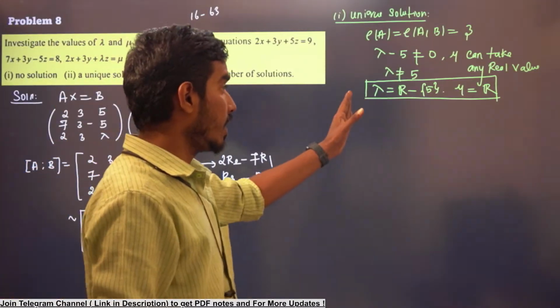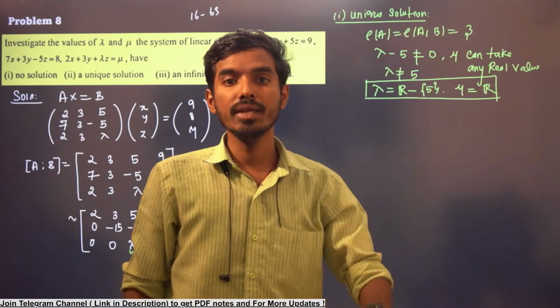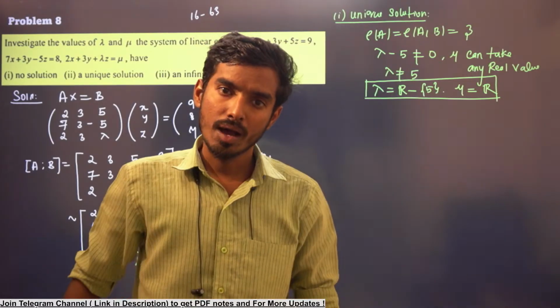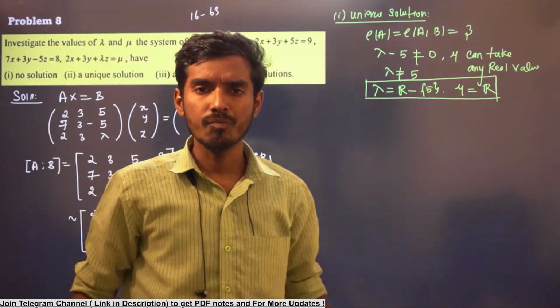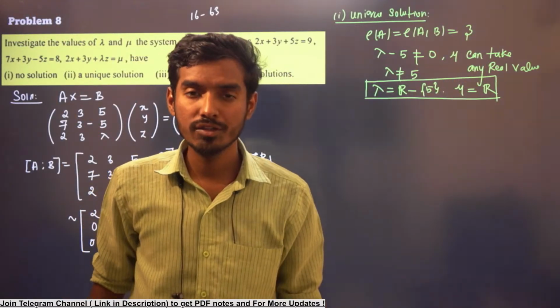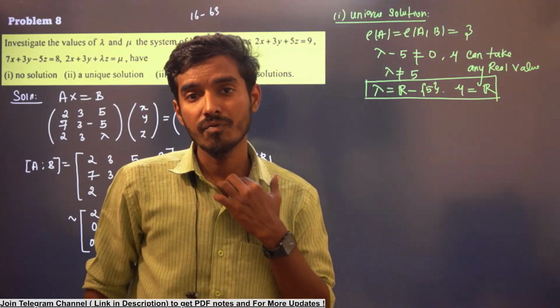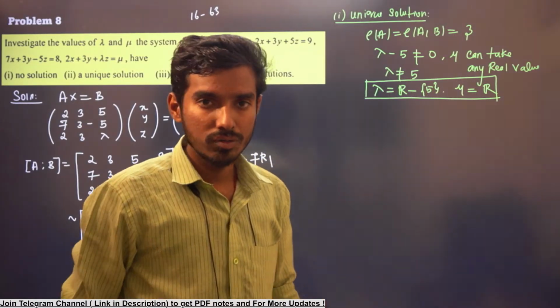Is this clear? Lambda can take any real number. You can give any real number, but you should not give 5. Apart from 5, you give any value of lambda. You give any value of mu, then that system will always have a unique solution, because the rank of A and the rank of A comma B are both equal to 3.